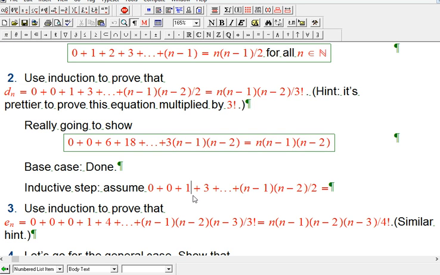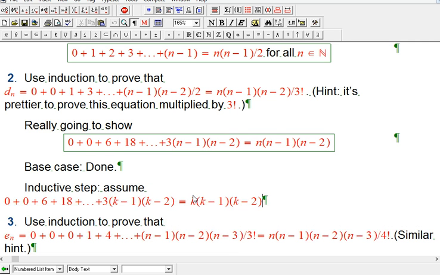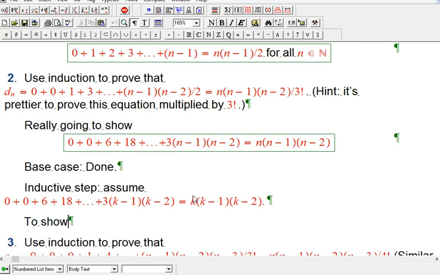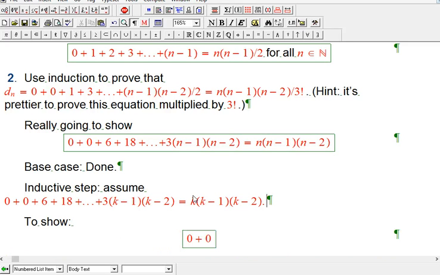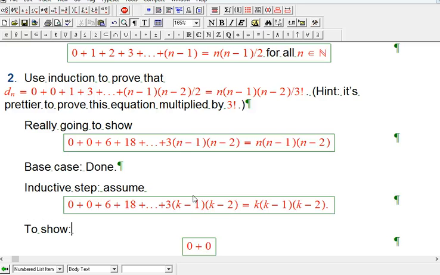Okay, so now I'm going to assume that that's true for some particular but unspecified k, not that it's true for all k all at once. And there's a 3 in front. Okay. I'm going to assume that that's true. Okay. And to show is that the next one, 0 plus 0, let's display that. Let me display that too. There we go. Okay, I don't know why I didn't display that.